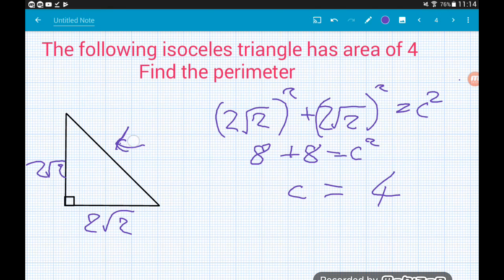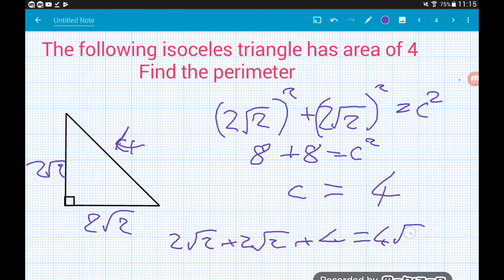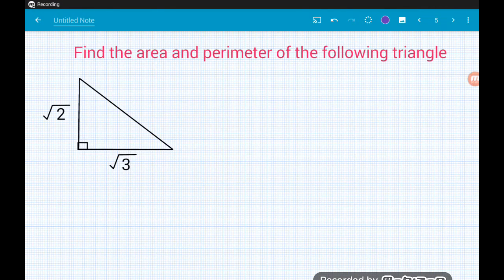So this is now not C, this is now 4. So now we know the perimeter is going to be 2 root 2 add 2 root 2 add 4. So the perimeter of our triangle is going to be 4 root 2 add 4. That's the perimeter of our isosceles triangle. Cool. Okay, question 4. So here we have another triangle.